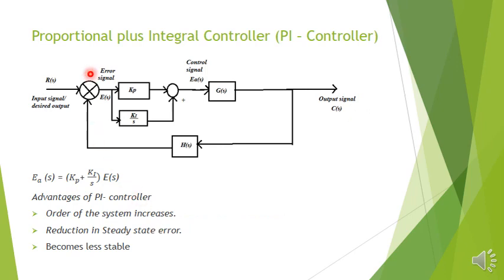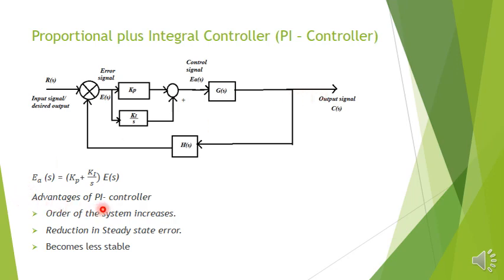Next is the proportional plus integral controller, PI controller. In this case, the control signal, the output of the controller, is the proportional part of the error signal as well as the integral part of the error signal, with the proportional coefficient KP and integral coefficient KI. So here the control signal E of S is equal to KP plus KI by S into E of S. So this control signal is fed to the plant and it produces the output.